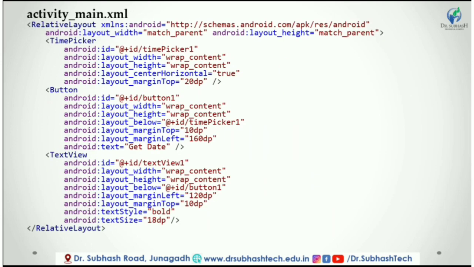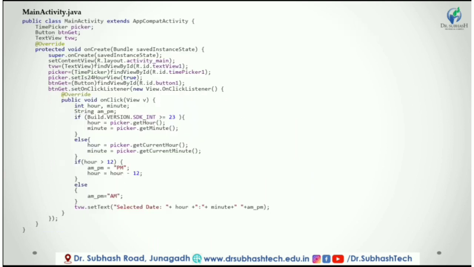Now we will create a simple example of time picker. The relative layout contains a time picker, a button and a text view. First of all, we have to select the time. Then after we click the button, the text view displays the selected time, hour and minute.